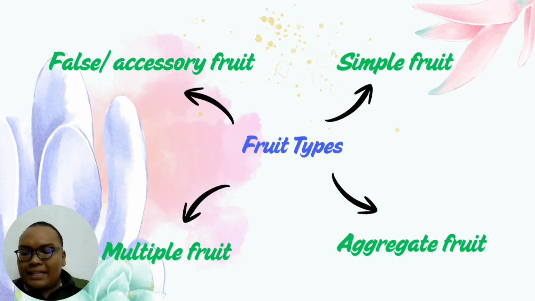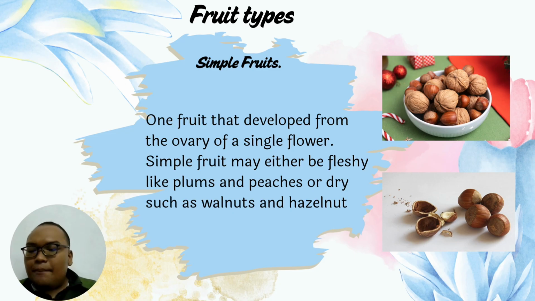There are four main types of fruits. First is simple fruits, second is aggregate fruits, third is multiple fruits, and fourth is false or accessory fruits. We will go through them one by one. First is the simple fruit. Simple fruits develop from the ovary of a single flower. They can be fleshy fruits like plums and peaches or dry fruits like walnuts and hazelnuts.